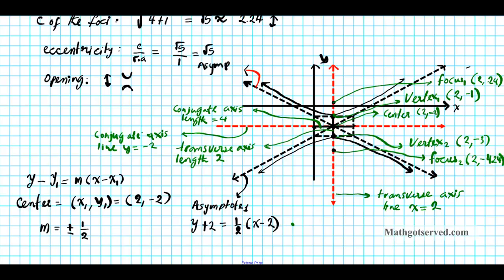Asymptote 2. So using the same procedure, we have y minus y1, y plus 2. The same thing as this slope, as this equation, but just take the opposite of the slope. So negative 1/2 times x minus 2. All right, so there goes the equation of your asymptotes. Okay, let me just partition this a little bit so you don't get confused. All right, so there you have it.